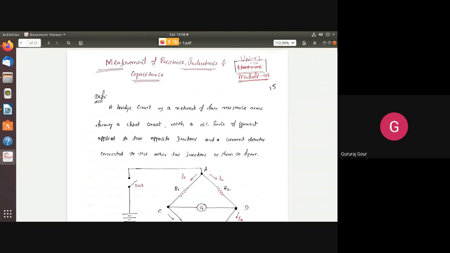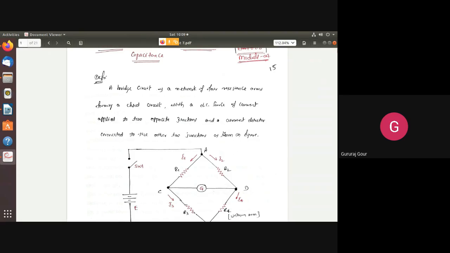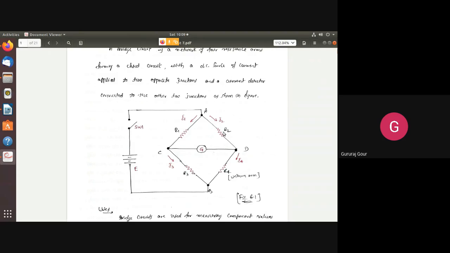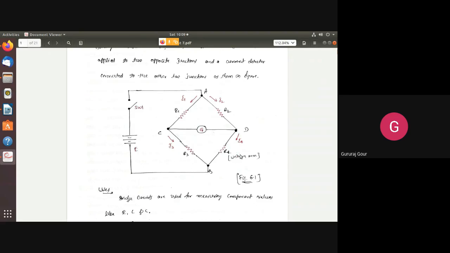So today we'll continue our discussion of Module 4 as a part of bridges. Let us see first what we mean by bridge here. Bridge is a circuit or network of resistive elements as shown in this figure. It is energized either with DC source or AC source.